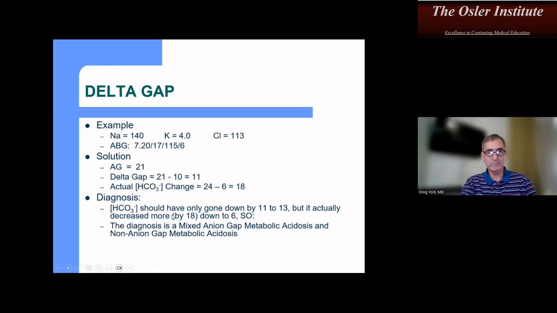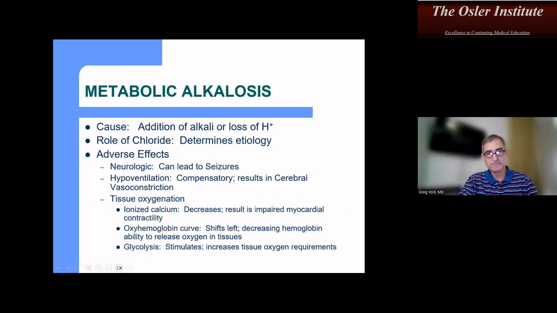And so in this example, we have a mixed anion gap metabolic acidosis and a non-anion gap metabolic acidosis going on. If bicarb would have just dropped to 13, we could have quit there and said this is a pure anion gap acidosis. But since it didn't behave like we expected it to, and it went down more, then that's a mixed metabolic acidosis, both anion gap and non-anion gap. If the bicarb would have only gone down to, let's say, 17, it didn't go down to 13. That means we retained bicarb. That causes a metabolic alkalosis.